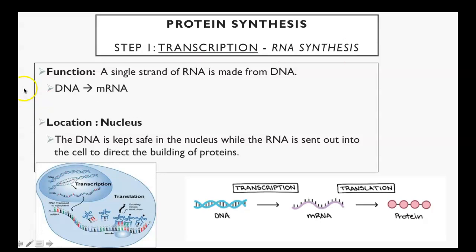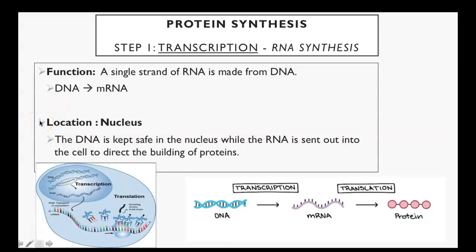The function of transcription is where a single strand of RNA is made from a specific sequence of DNA. So literally, in transcription, we're going from a specific sequence in DNA and making a copy of that in the form of RNA. That's all that's going on. Just think about the word scripting. Scripting means to write. So what are we writing down? We're writing down the DNA sequence that codes for a specific protein that needs to be made.